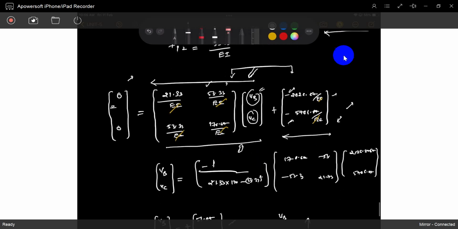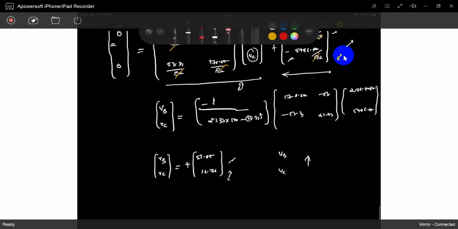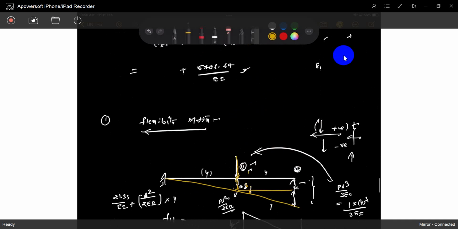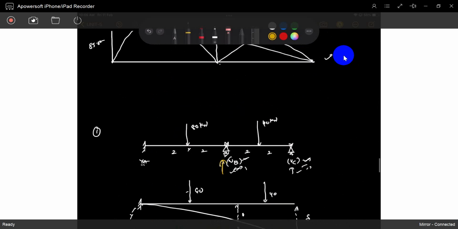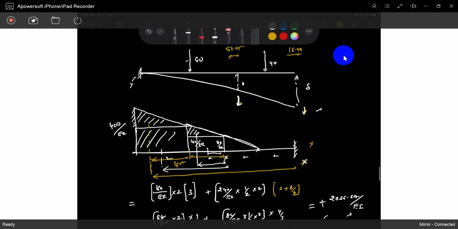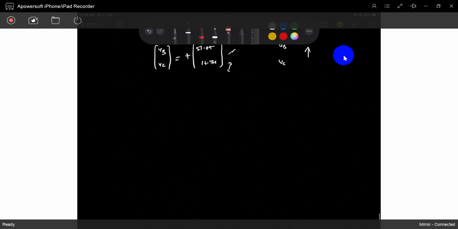Okay, so that's it. Now we can find VB and VC have upward directions. VB is 51.05, VC is 16.76. Once you have these two, can you write down the bending moment diagram? This is very simple. Otherwise, I will write it down.